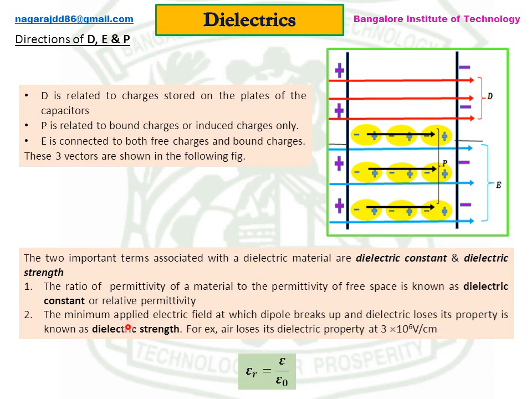I hope you studied these things already in your PUC classes. So that's why I am just giving only the definitions of dielectric constant and dielectric strength. And this is the equation for dielectric constant, that is epsilon divided by epsilon naught.